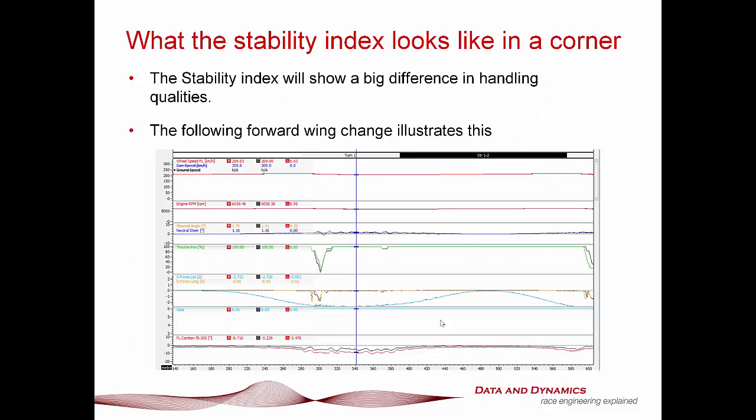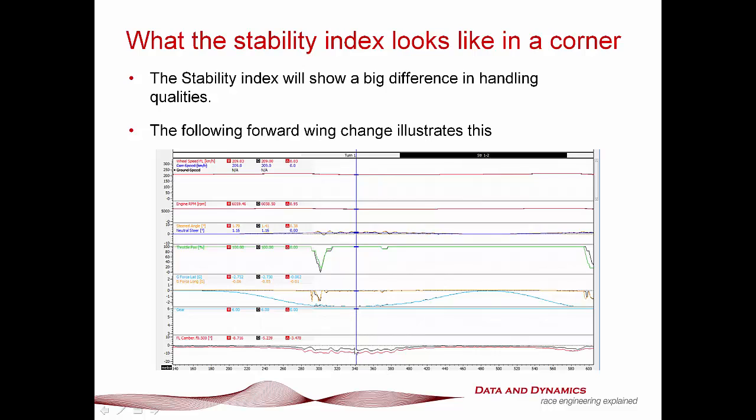Now, okay, what does stability index variation look like in a corner? What we've got here is a Formula 3 car with an aero distribution of about 41%, which is the coloured line, and the black line is the same car with an aero distribution of about 45%. As we can see, we've got a little bit of a difference in terms of the speed. There's also a little bit of a difference in the steer angle, 1.8 degrees versus 1.41 degrees. However, the lateral grip hasn't changed that much.